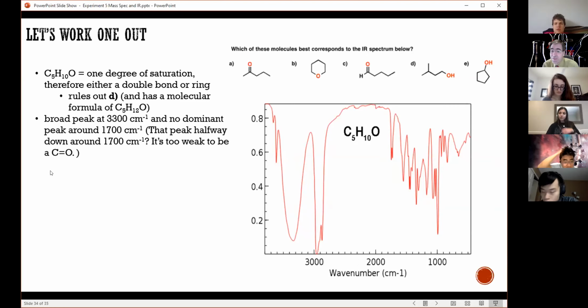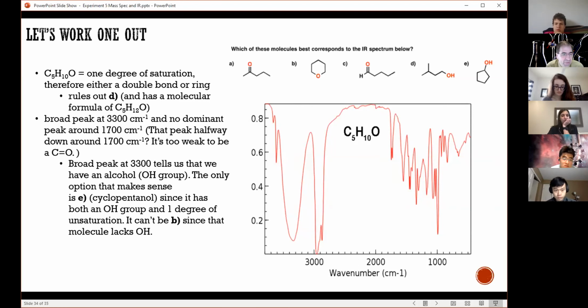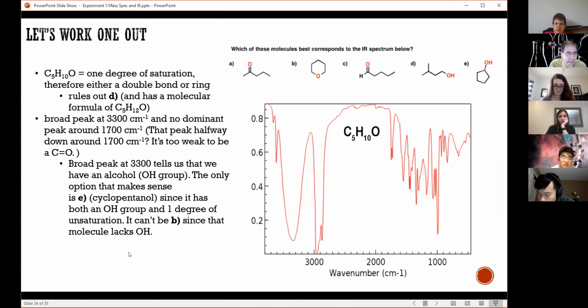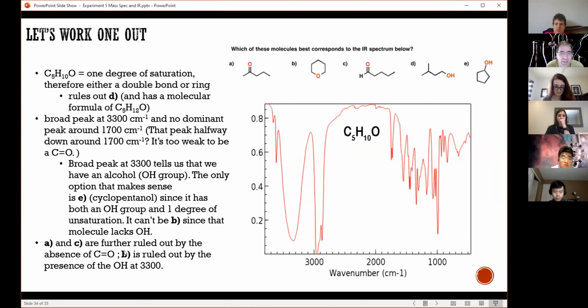Then I do what I just said a minute ago. I look at that really broad peak around 3,300 and I say, you know what? That's probably an alcohol. The broad peak at 3,300 tells us that we have an alcohol. So that means my only option is E. And then the lack of a carbonyl tells me it also could not be A or C. So I'm left with B, because B would have 1 unsaturation. But B doesn't work because B doesn't have that alcohol group. Okay.